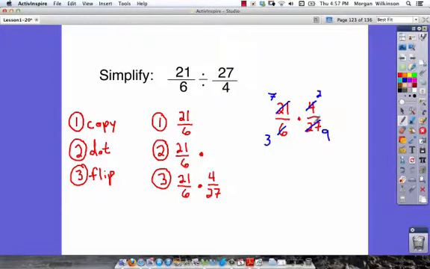It looks a lot easier. Let's see if we can simplify any more. Well, 3 never goes into 7. 2 never goes into 3. 7 never goes into 9. 2 never goes into 9. We can't simplify any further. So now we can find our answer. 7 times 2, that's easy, 14. 3 times 9, again, that's easy, 27. We've got our final answer. Our final answer for this division problem with fractions is going to be 14/27. The key here is that we used our copy dot flip method, and then we simplified before we multiplied.